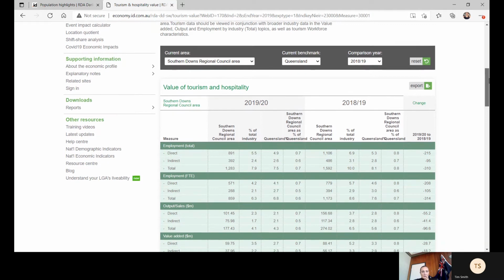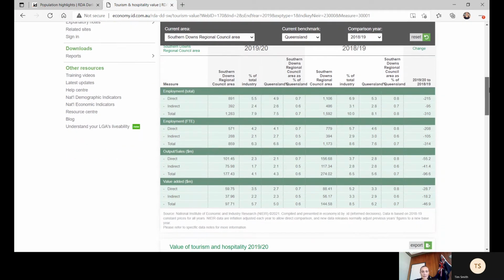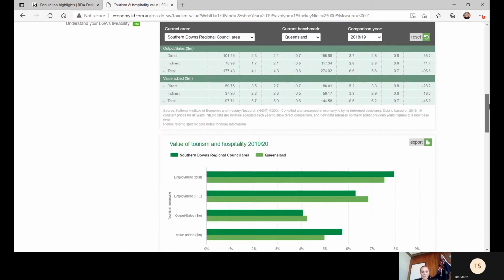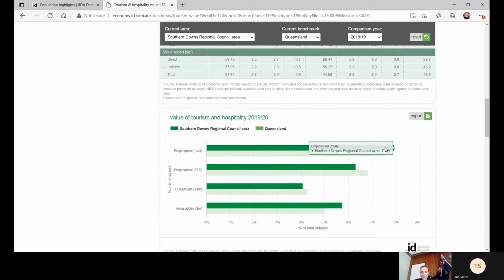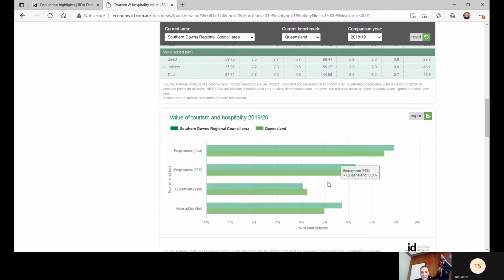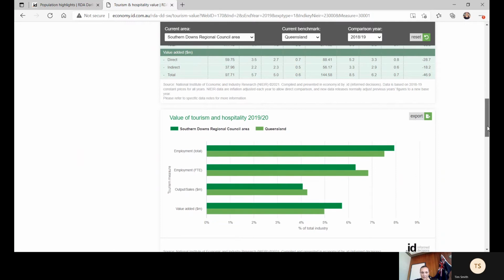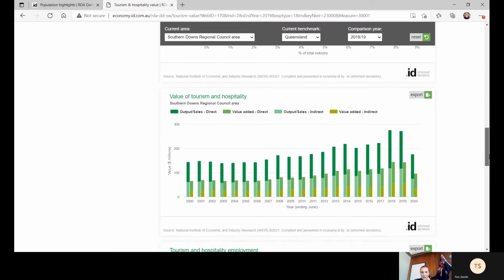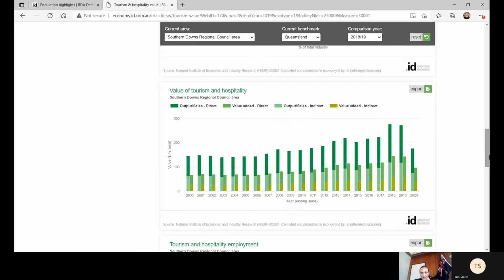But we can see here, this just talks to us about how many people are employed in tourism in 2019-20, talks to us about our value of tourism, and we can see in terms of employment, punching a bit above Queensland. So obviously a lot of casual employment there, a little bit below in terms of our output sales, but value add, so our profitability is a little bit better than the rest of Queensland. And here's our value of tourism and hospitality over time.